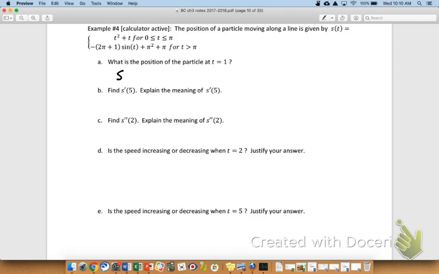For A, I've peeked over a lot of shoulders and I've seen this, S of 1 equals 2. Seen that a lot? That makes sense to you guys? You've got to pick the right piece depending on the domain, right? So hopefully you pick the piece that went with the 0 to pi part, since 1 is in that interval. Okay, just wanted to check in with you on that. Keep going. We'll look for some other answers in a minute.